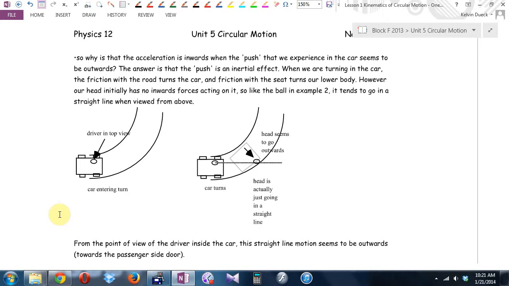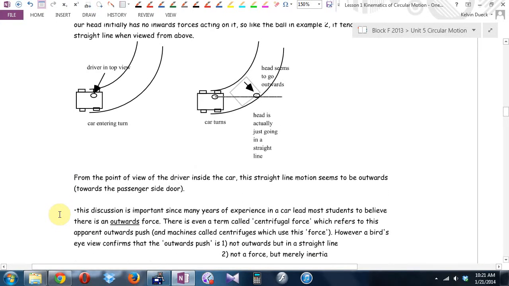And that's very important because years of experience lead most students to believe that there is an outwards force. And in fact, society gives it a name. I hear it all the time and I cringe. I hear people talking about centrifugal force. The reason I flew out of the car was centrifugal force. The reason I fell off the merry-go-round was centrifugal force. Then you put an F there. There is no such thing as centrifugal force. I'm simplifying. You can make an argument that there is, but for the purposes of Physics 11 and the way we're going to be drawing our free body diagrams, centrifugal force is a myth. It's inertia, not a force.